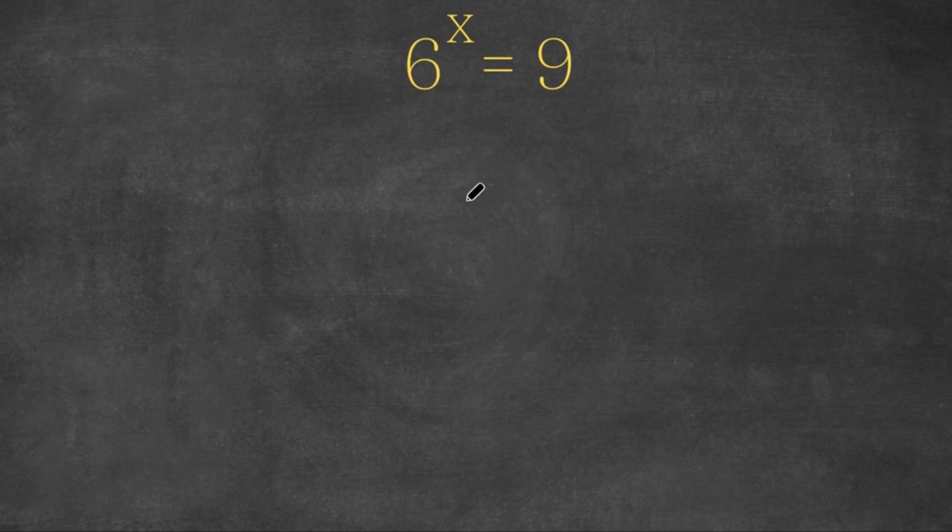In today's video, I'm going to be teaching you guys how to solve this exponential equation. So we have 6 to the power of x is equal to 9. Now what I'm first going to do is I'm going to take the log of both sides. So we have log of 6 to the power of x is equal to log 9.